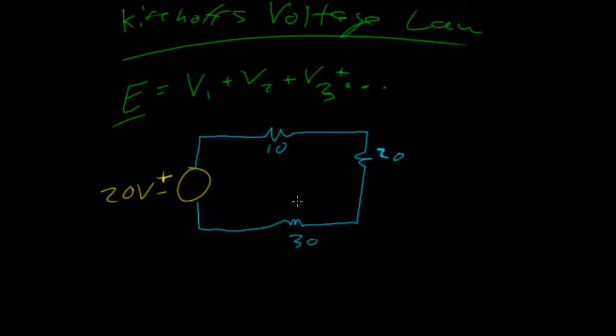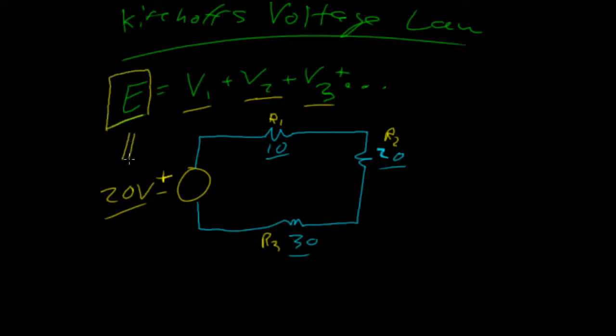Sorry, let me say that again. The sum of the voltage drops across the 10, the 20, and the 30 ohm resistor are all going to equal 20 volts. So if you have voltage drop 1 across resistor 1, voltage drop 2 across resistor 2, and voltage drop 3 across resistor 3, they're going to equal 20 volts. E in this case is 20 volts.